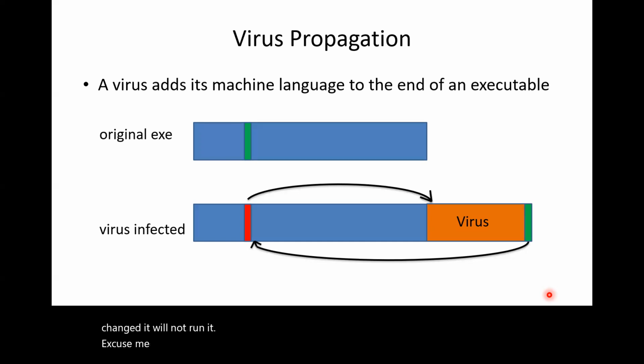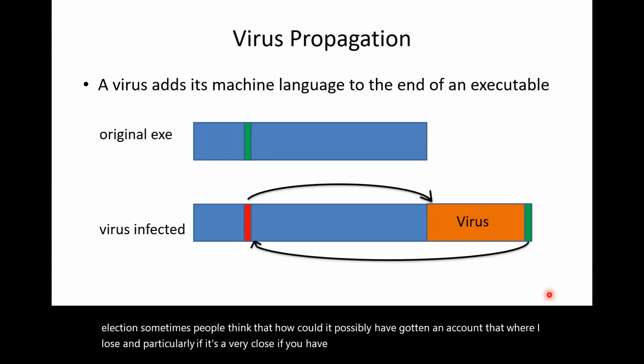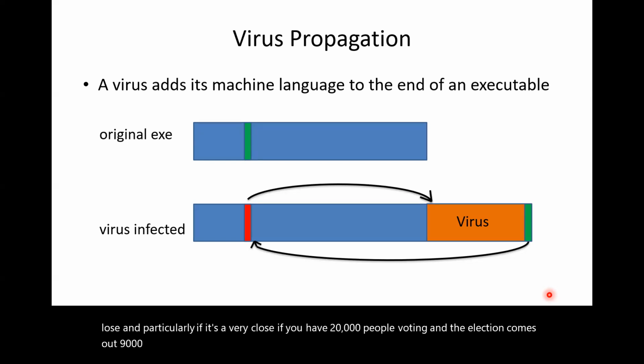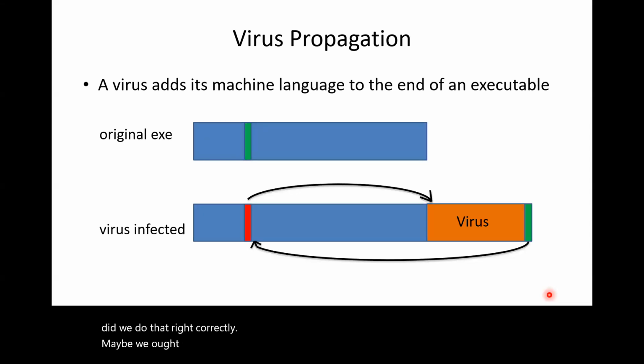A recount for, like, an election? Oh, yes, the question was, what's the purpose of a recount in an election? Sometimes people think, how could they possibly have gotten a count where I lose? And particularly if it's very close, if you have 20,000 people voting and the election goes 9,998 to 10,002, you know, it's only a 2 or 4 difference. Somebody will say, well, did we do that correctly? Maybe we ought to check and make sure that's correct. And so they will do a recount and count again.